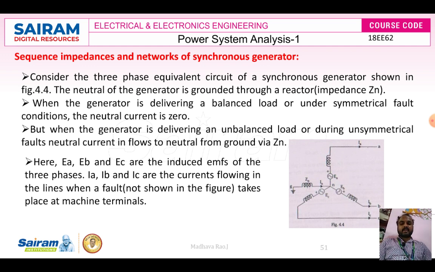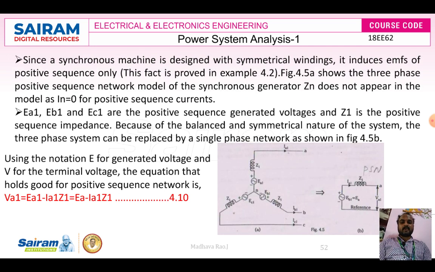When a fault takes place at machine terminals, when any fault appears at machine terminals, these currents and voltages are unbalanced. Since a synchronous machine is designed with symmetrical winding, the induced EMFs are of positive sequence only. So when the fault occurs, under unbalanced conditions, all the voltages and all the currents will not be equal.